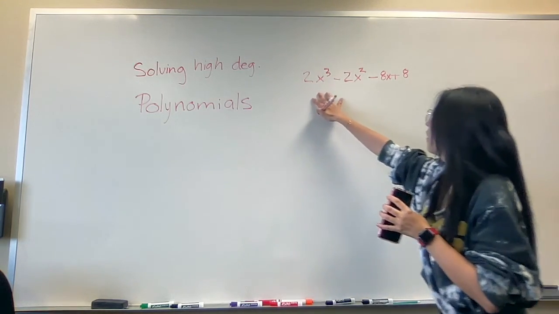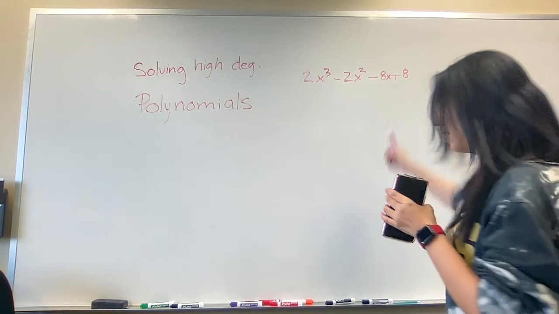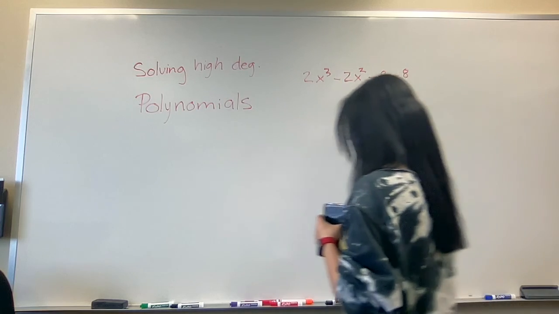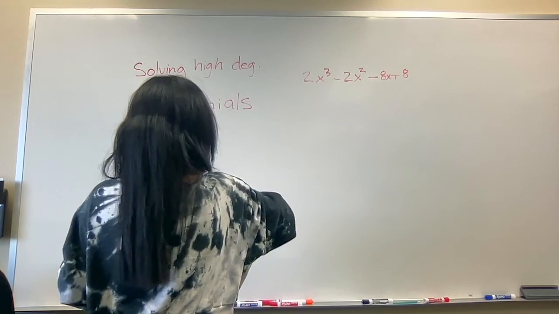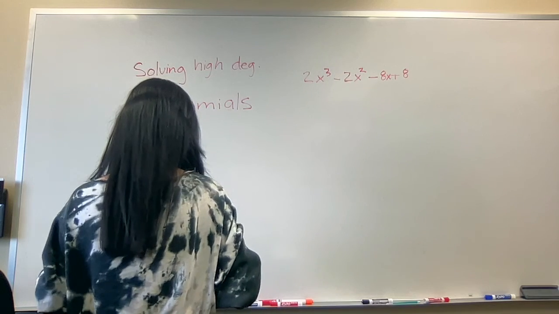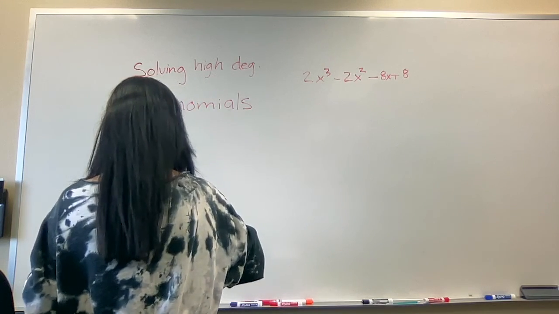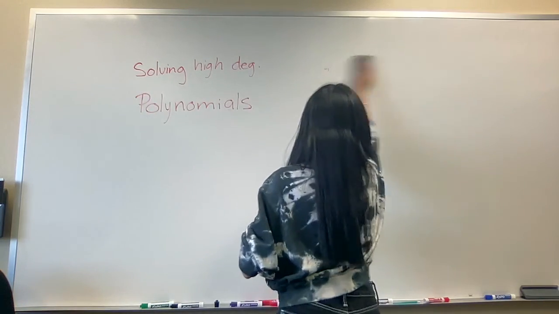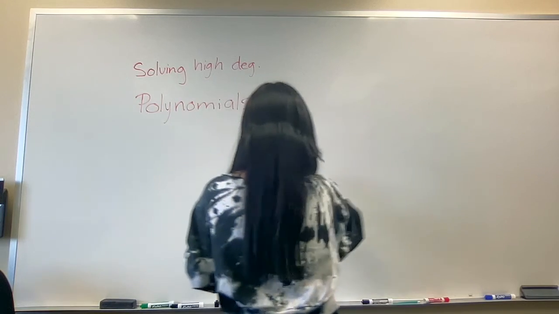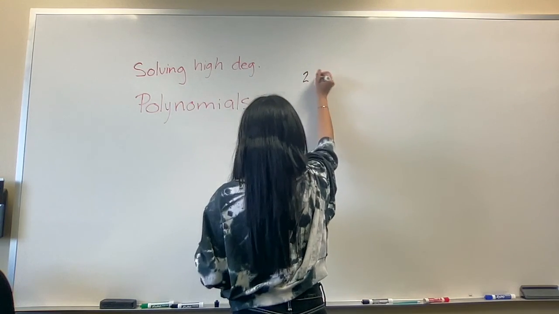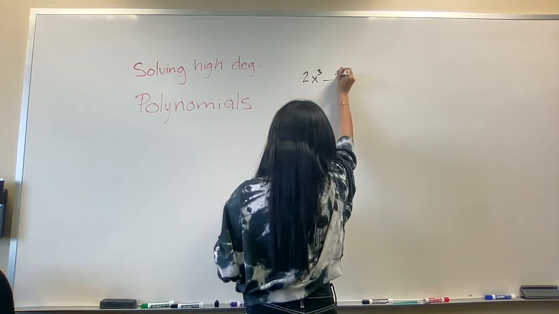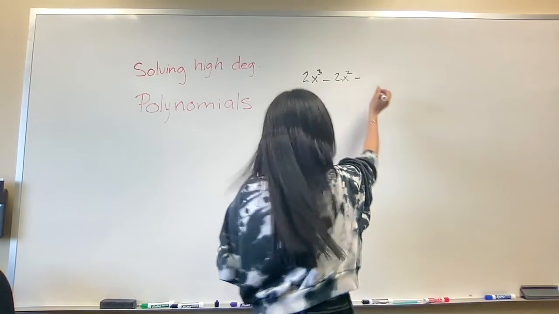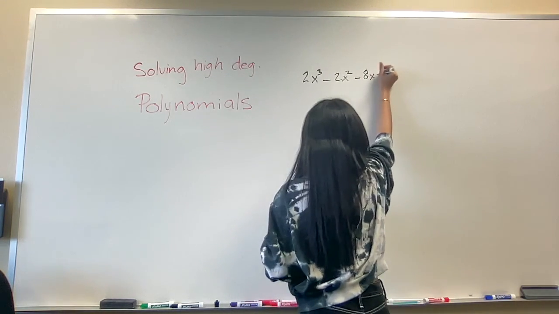Can you even see that? I think you can. Let me try writing it with a black marker. Seems like it got dried. So our equation was 2x cubed minus 2x squared minus 8x plus 8.